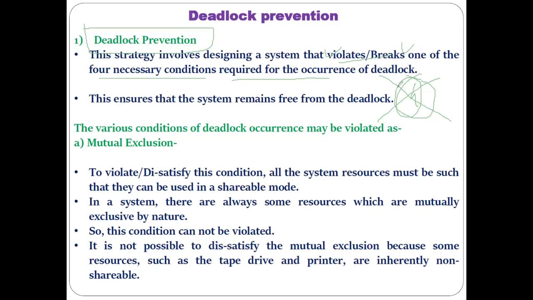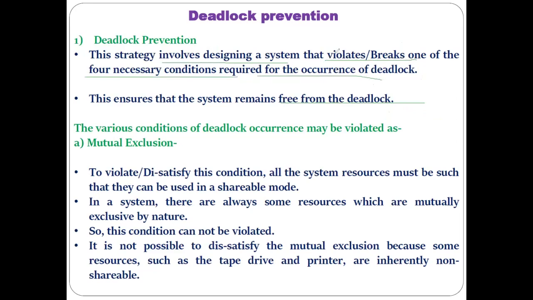Means if any of these conditions does not get satisfied, then also we can prevent the deadlock. Understood? So if you want your system to be free from deadlock, then in deadlock prevention, such kinds of strategies are designed where the operating system will try to violate or break one of the four necessary conditions required for the occurrence of the deadlock. Breaking some of the four conditions, or preventing those conditions from occurring, or dissatisfying those conditions, that is the only solution to prevent the deadlock. Understood?